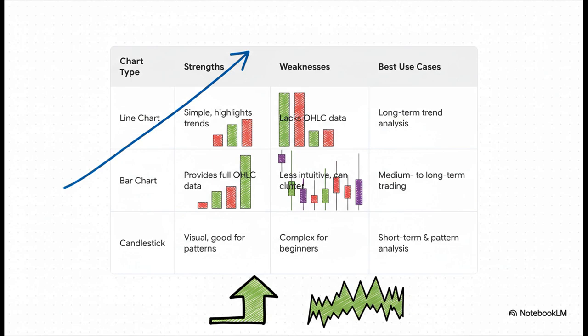If your goal is long-term trend analysis, you're a long-term investor, the line chart is perfect. It's simple, and it cuts right through the noise. Now, if you're a bit more active, maybe an intraday or medium-term trader who needs that full OHLC data, the bar chart offers a really great balance. But if you're a short-term trader and you're really focused on market sentiment and pattern recognition, the candlestick chart is just invaluable because of that instant visual feedback.